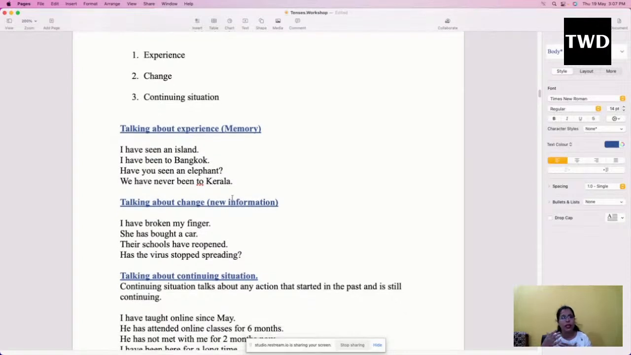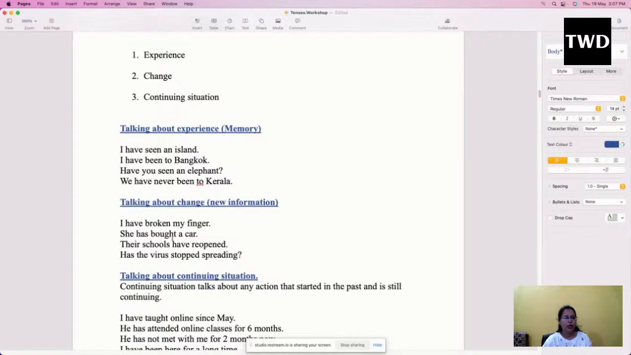And then some change which has happened. I have broken my finger. So earlier my finger was okay. Now my finger is broken. I have broken my finger. I have joined an English class. So earlier I did not join any English class, but now I have joined an English class.